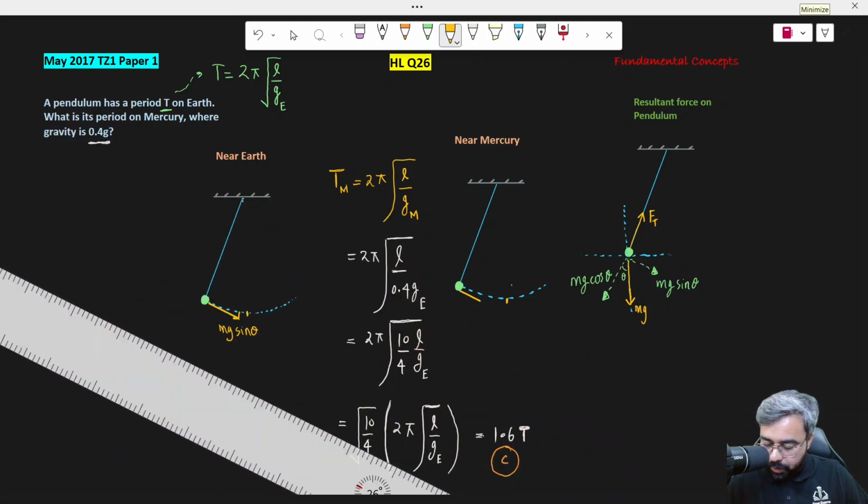So the force pulling towards the equilibrium position is less on Mercury. That's why it will get slow, because it is not pulled that hard towards the equilibrium position. It will complete its cycle, but it will take more time because the force pulling towards the equilibrium position is small. So I hope you get the idea.